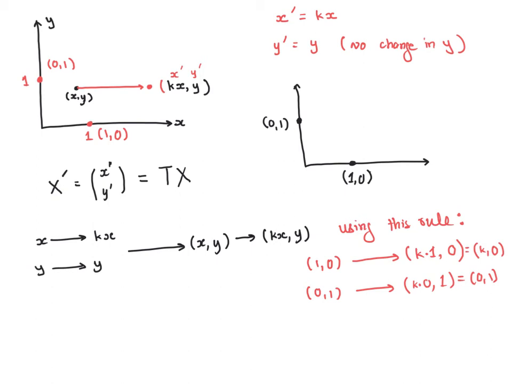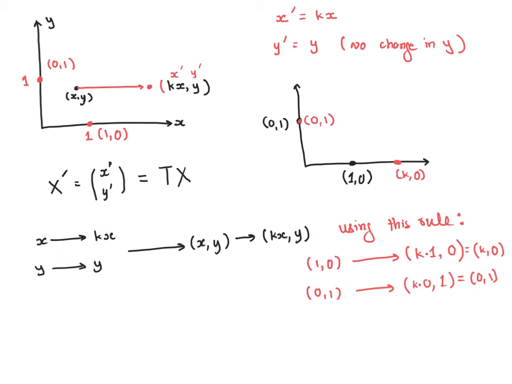(1, 0) goes to (k, 0), whereas the point (0, 1) just stays the same, because multiplying x by any value when x is 0 would still give you 0. So (0, 1). The x value doesn't get changed. We know the y would remain the same, and the x value wouldn't change because it's a 0. So those are the new points under the transformation.